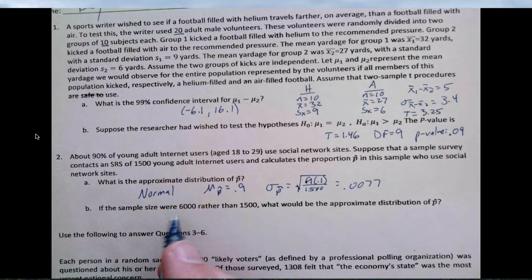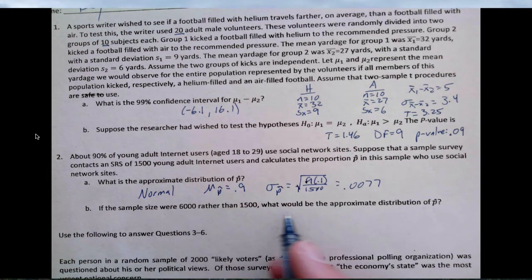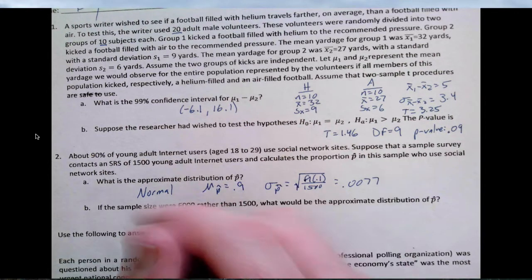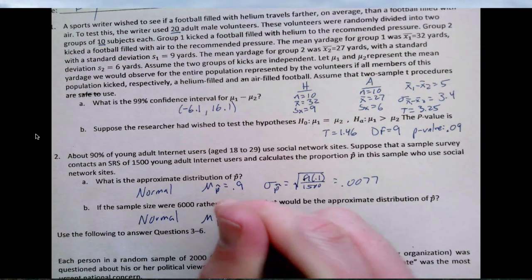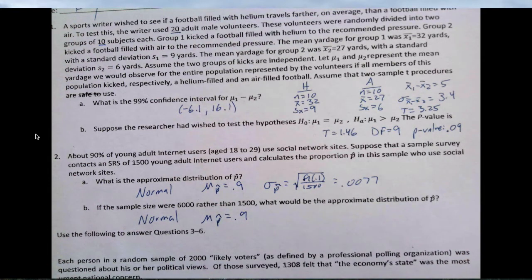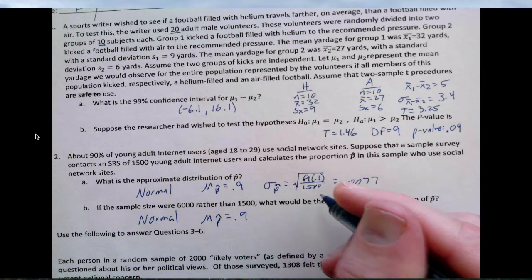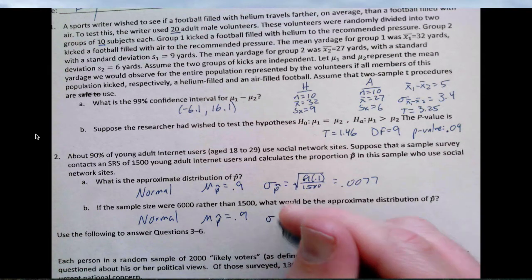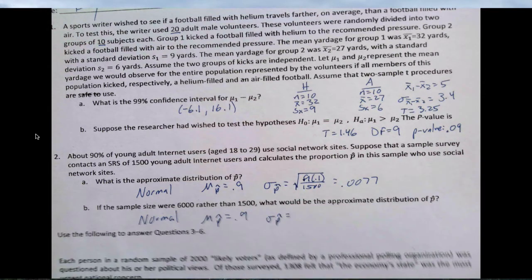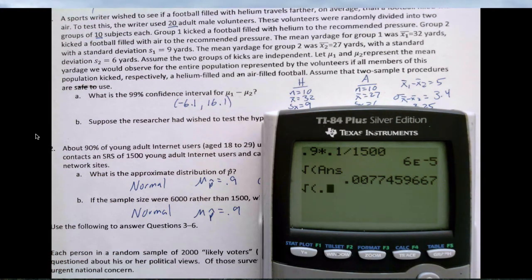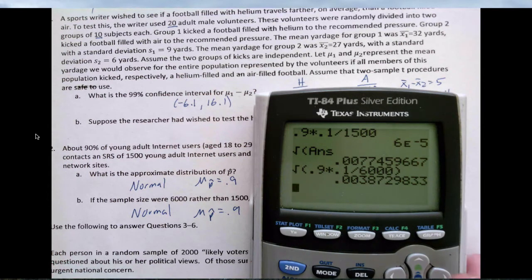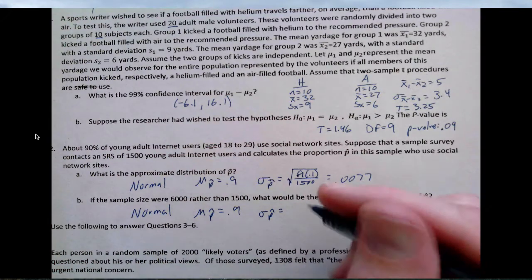Okay, if the sample size were 6,000 rather than 1,500, what would the approximate distribution be? It'd still be normal. Our expected value is still centered at the same spot. The difference is that now we are dividing by 6,000 instead of 1,500, so we have a tighter, more narrow normal distribution. If I just run it again, the square root of 0.9 times 0.1 divided by 6,000, then the standard deviation has dropped to 0.0039.